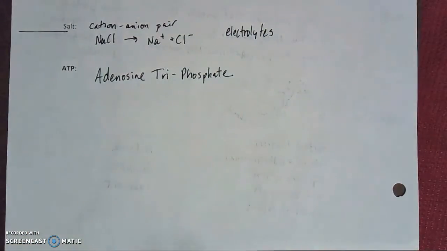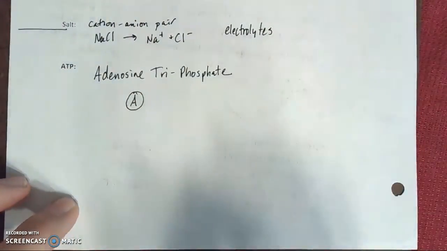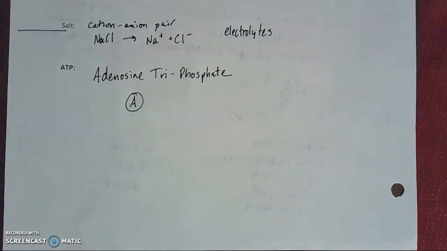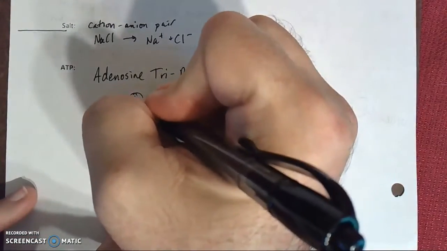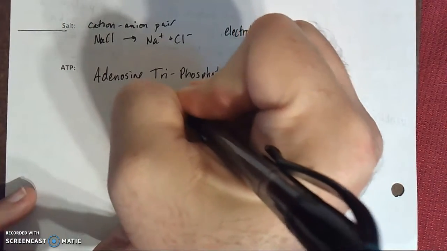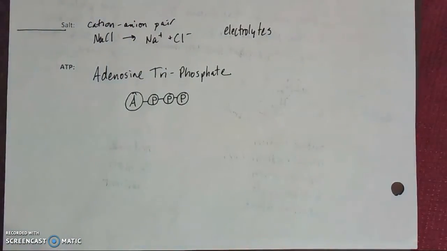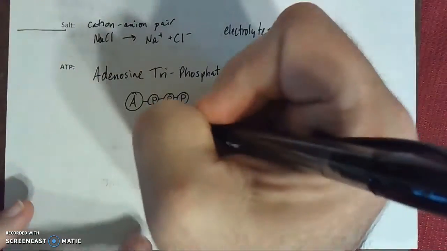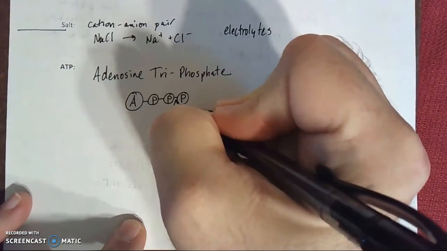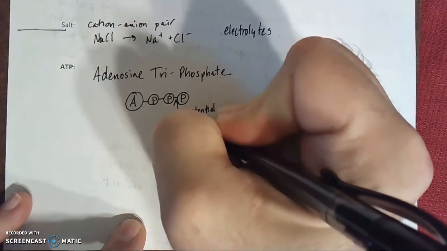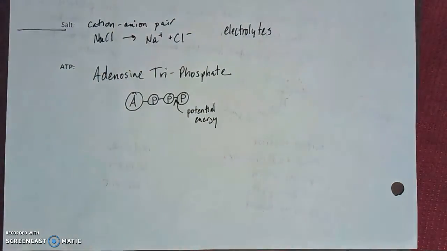We don't really have to worry about the formula for adenosine. We're just going to put an A there. So this is a rather large molecule, but the big thing is it has 3 phosphate groups, which we're going to abbreviate as P, attached to it. And these bonds between the phosphates, anytime you have a bond, it is a source of potential energy. And this bond right here is a high energy bond. And we can remove or add a phosphate onto a molecule.